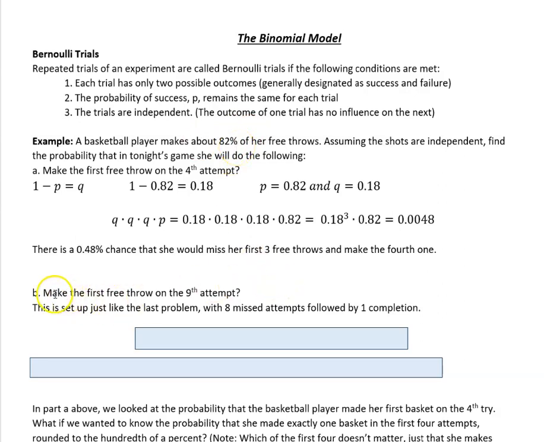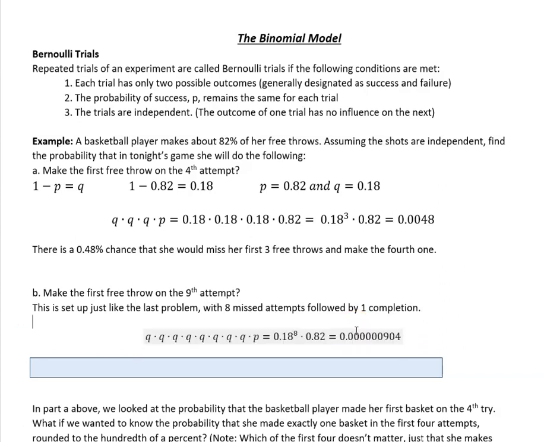What if she made her first free throw on her 9th attempt? That means she would miss 8 times, and finally on her 9th time, she'd put the ball in the basket. That should not happen very often because she's got 82% success. It's just like the other one. We have Q 8 times followed by P. Instead of writing out 0.18 8 times, I would just say 0.18 to the 8th power times 0.82.